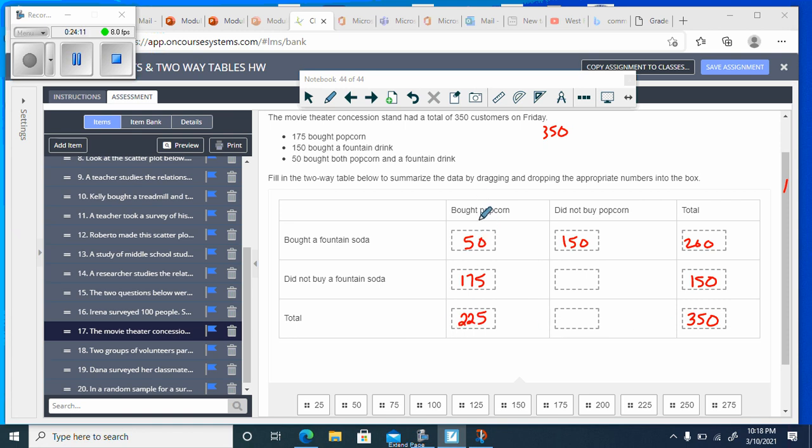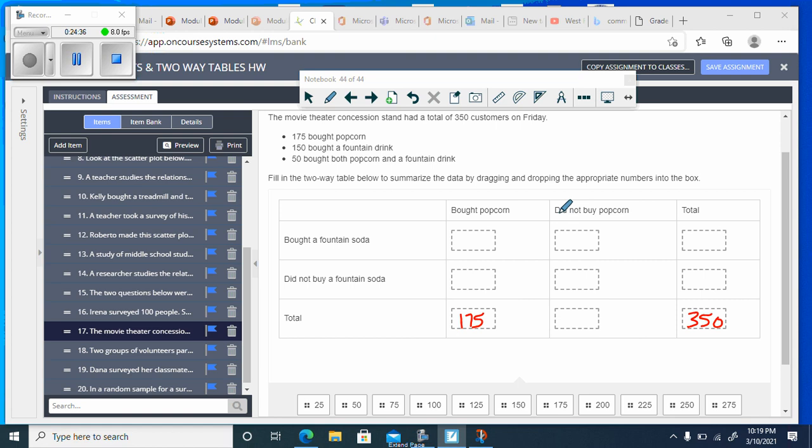50 people bought popcorn and a fountain drink. Very good. 175 bought popcorn. Oh, that should be over here. I put a couple of these in the wrong spot. Let's fix this. Let's start over. A total of 350 customers, that goes here. 175 bought popcorn, that's here.